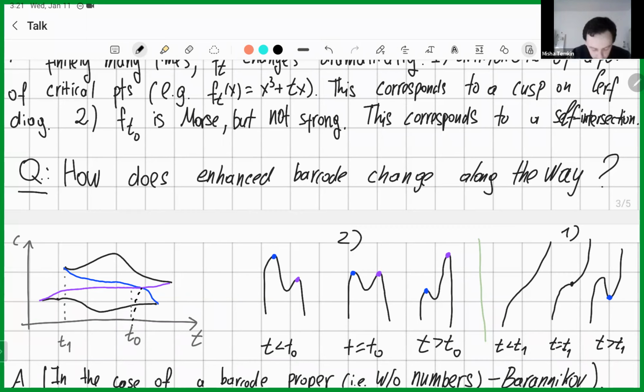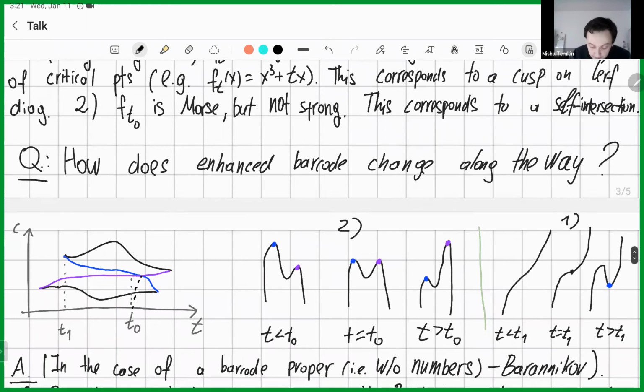Sorry. Yeah. So the arcs of the Serre diagram correspond to critical points, right? So this blue arc corresponds to the blue point. The purple arc corresponds to the purple point, right? And at this point, they have the same critical value. Yeah. So that's the classical statements.